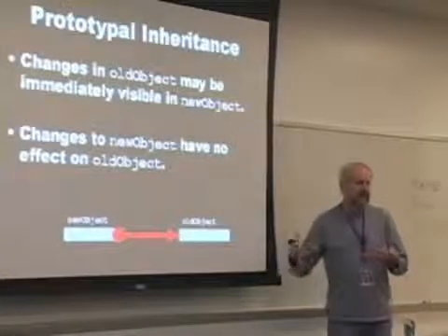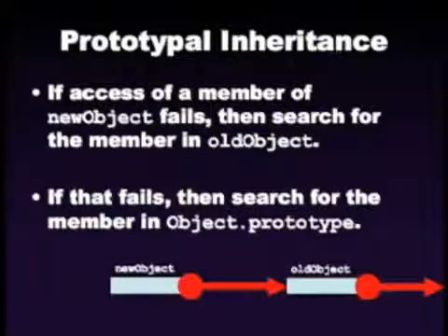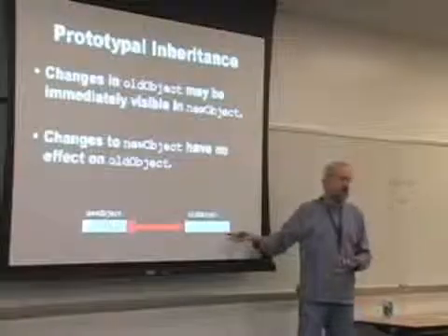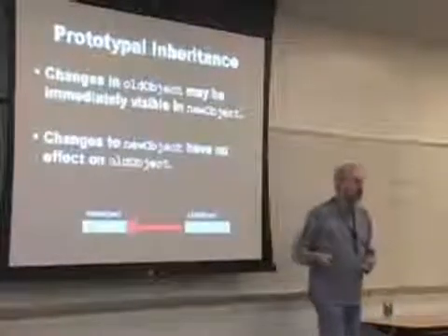Because of the way that inheritance works, changes to the old object can be reflected in the new object immediately. So it's possible to augment an ancestor, and all the children, even the children that were created before you did the augmentation, may get that new property. But changes to this object will never have an effect on this one. The linkage only works in one direction.